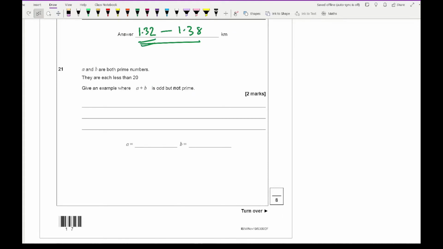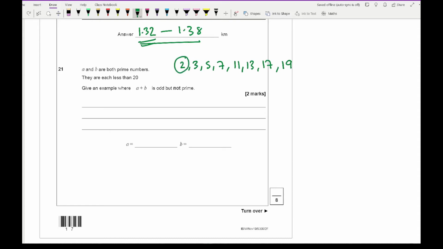They are each less than 20. Give an example where A plus B is odd but not prime. So in terms of the prime numbers that are less than 20, well, we could have 2, 3, 5, 7, 11, 13, 17 and 19. They're all our prime numbers that are less than 20. So what I need to do is add them. So it's odd but not prime. Now the only way I'm going to get an odd number is if I'm definitely going to use 2.